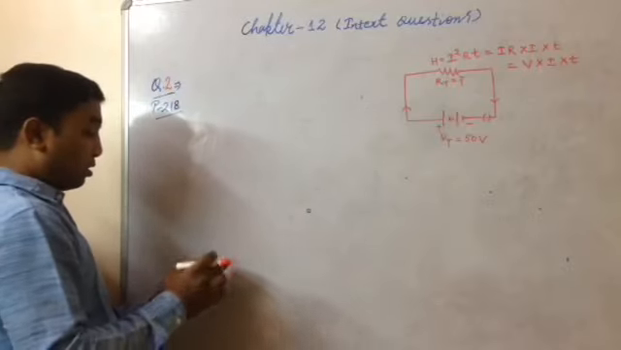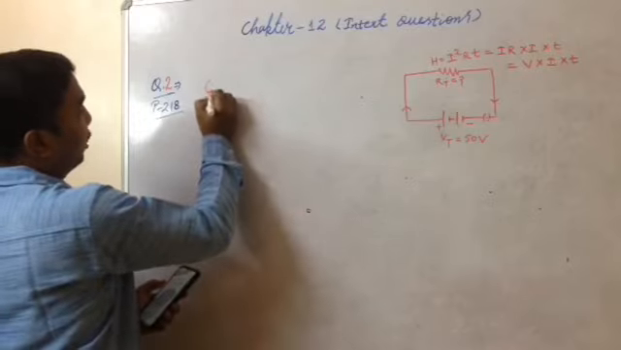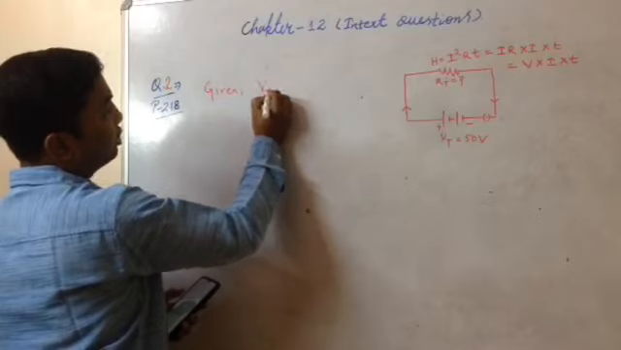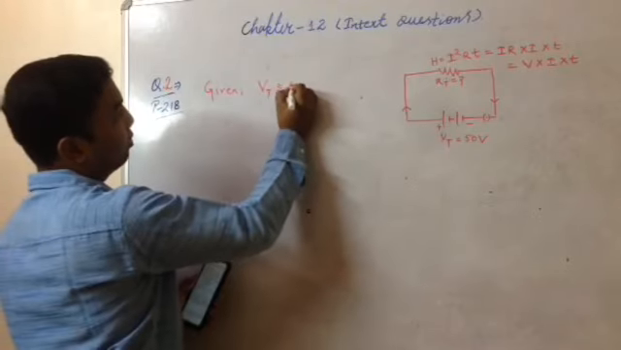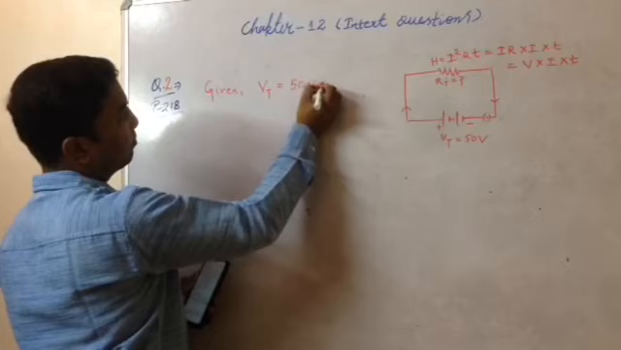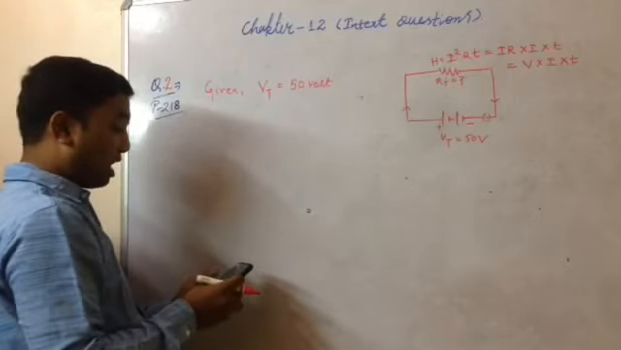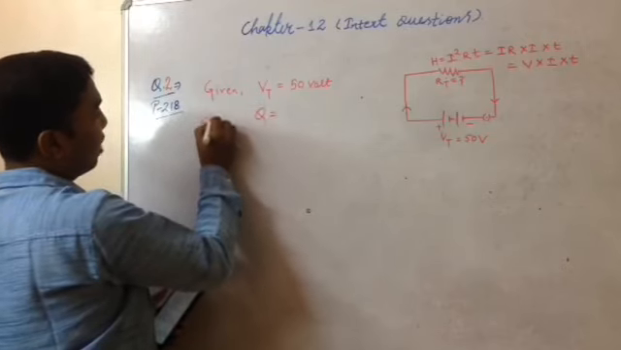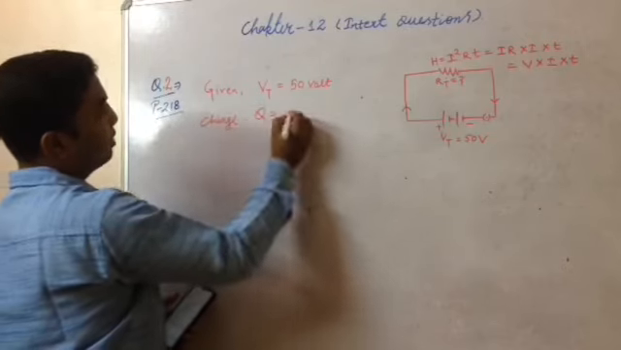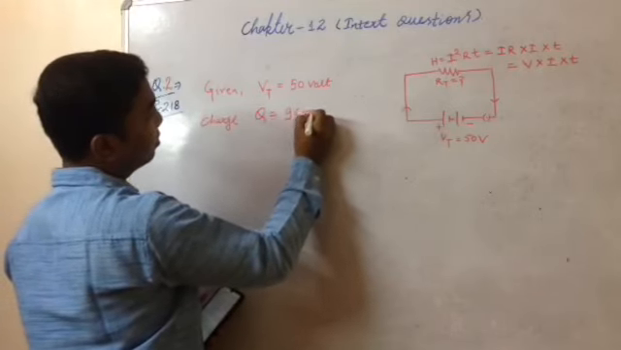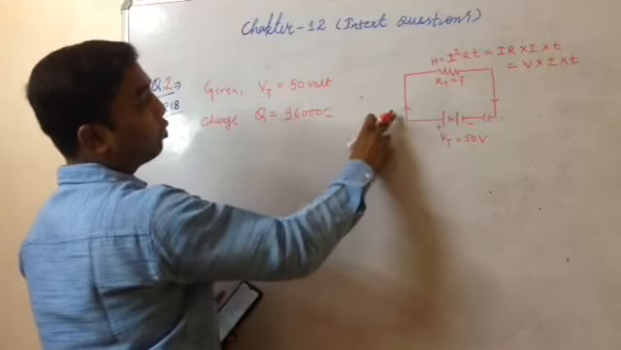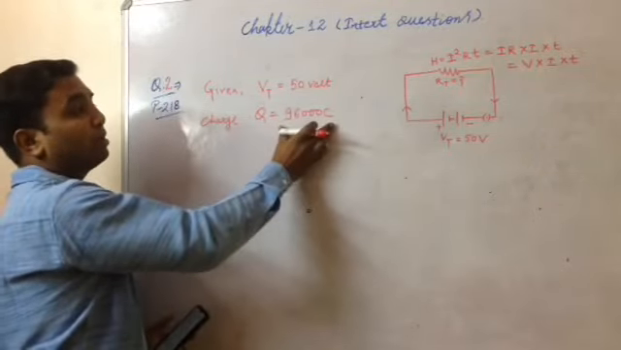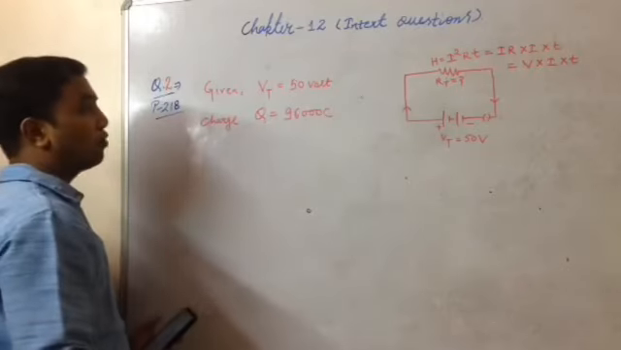What is given? A potential difference of 50 volt is given. The potential difference in the circuit is 50 volt. How much charge is transferred? 96,000 coulomb. Look here, because current is flowing, that means charge would be flowing. So how much charge is flowing? They have given 96,000 coulomb of charge is flowing.